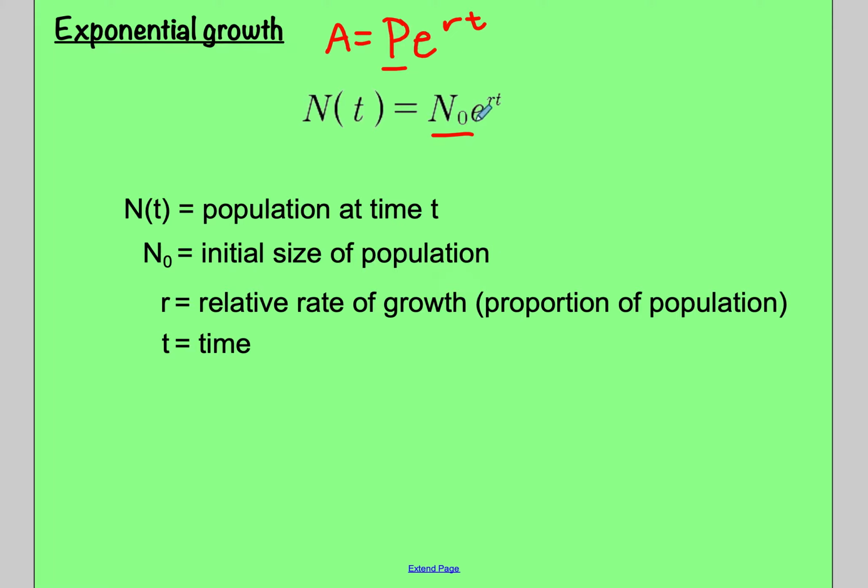E is the letter e. R is the relative rate of growth. It's how the population or your money is growing. Since it's growth, it's going to be a positive R. And then t is the time. Then N sub t, or A, is the amount of money that you have after t years, or the population you have after t years. So that's our equation that we will be using.